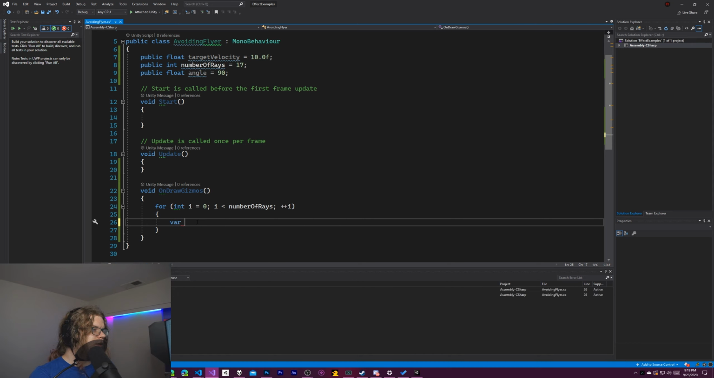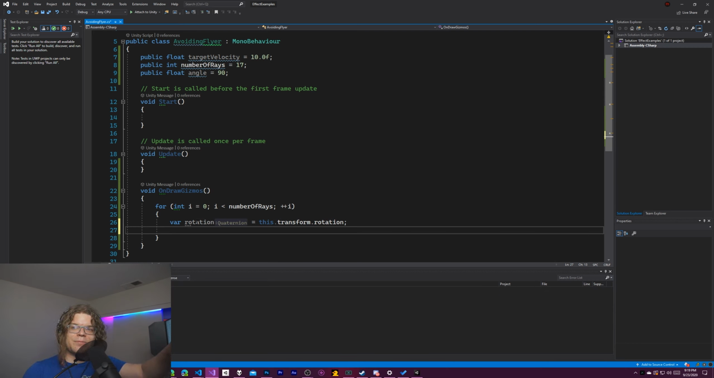Equals this.transform.rotation. Let's just grab our current rotation. That makes much more sense. This is the part that I was a little bit confused about in my head. I wasn't super sure how we were going to do this.